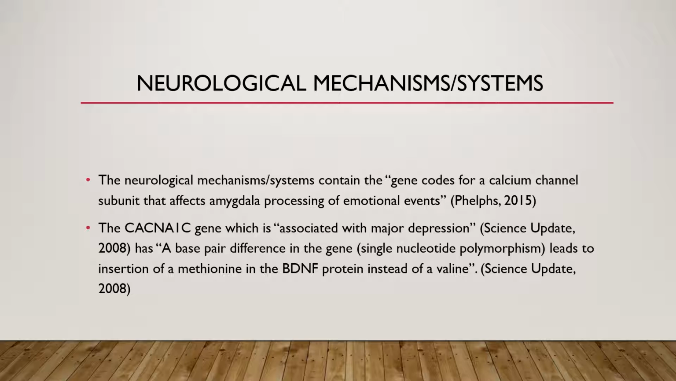Now, you're wondering, where is that gene located? But the gene is associated with major depression. What was wrong with the gene is a base pair difference in the gene. So it was a single nucleotide polymorphism. It led to the insertion of methionine in the BDNF protein instead of valine. So I believe that valine was supposed to be there, and instead they found the methionine.